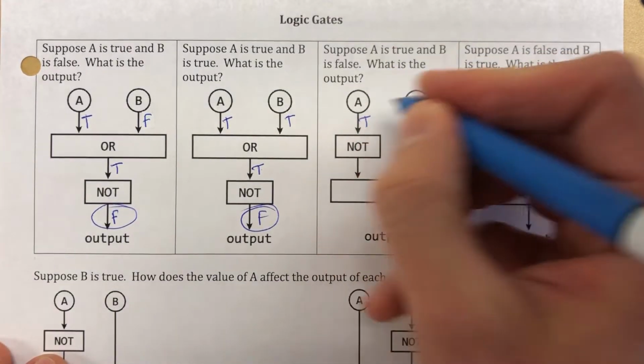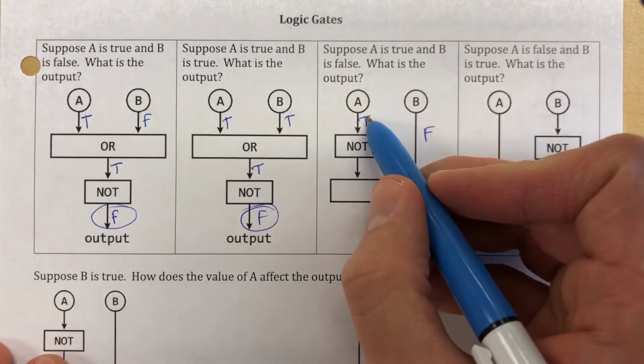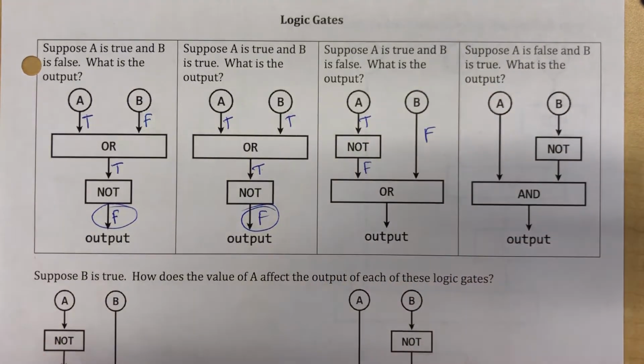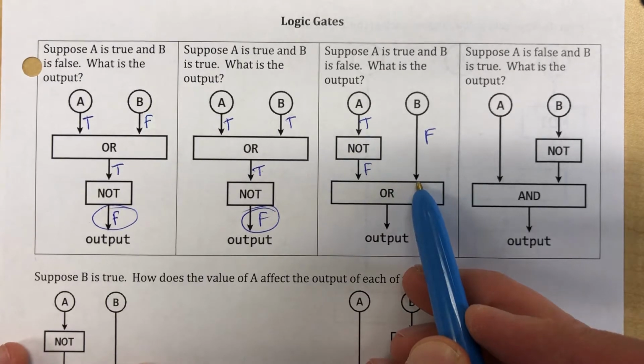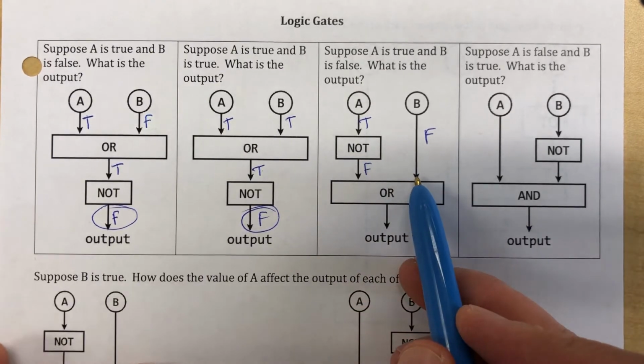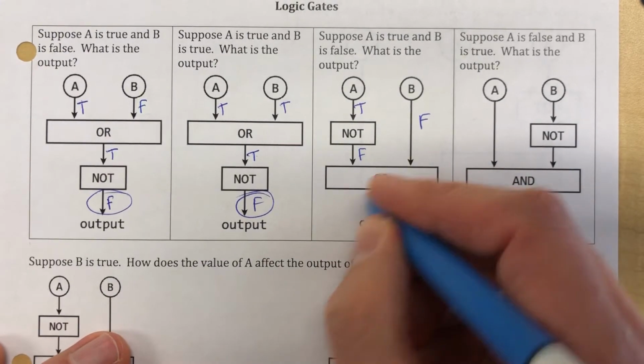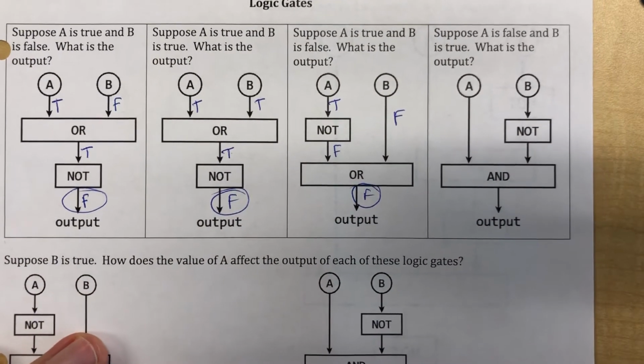A is true, B is false. When my true hits this not, it turns into a false. Okay, my or statement has two inputs, false or false. If I have false or false, it's false, like nothing is true, so it's definitely false. All right, last one up here.